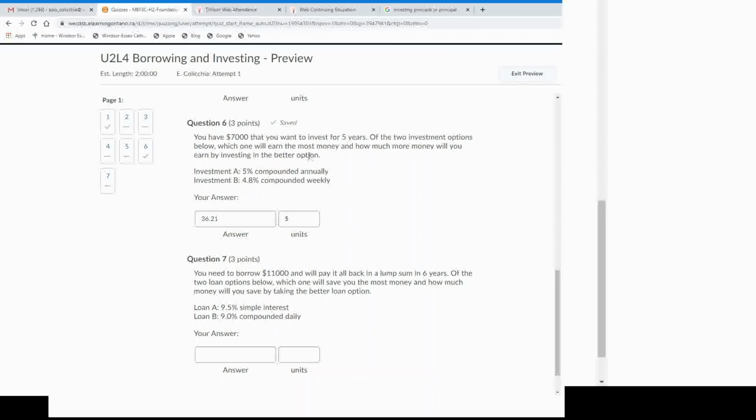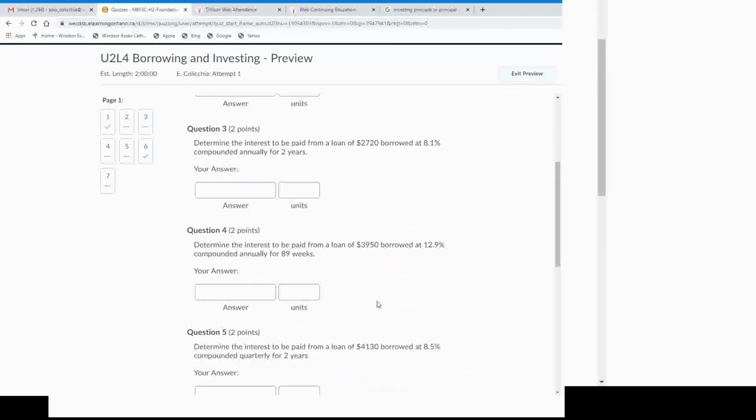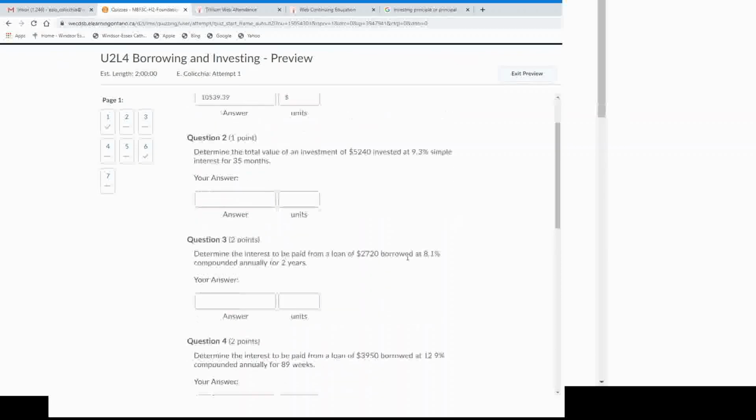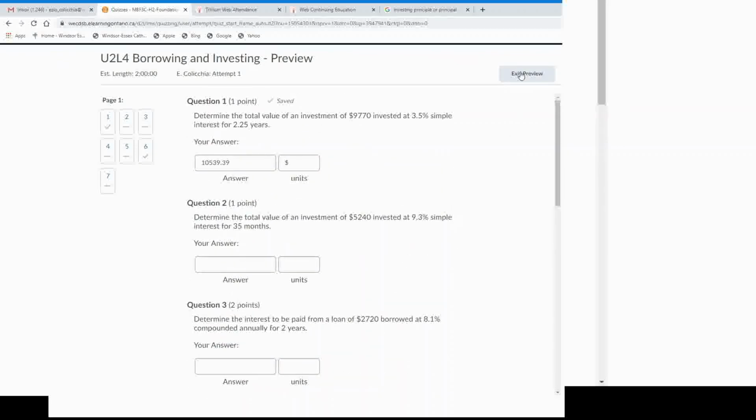So that's how you would do these types of questions on your quiz. The rest of them are pretty straightforward, so I'll leave those for you to try. Again, if you have any questions, feel free to ask me in class, or you can email me on the course website.